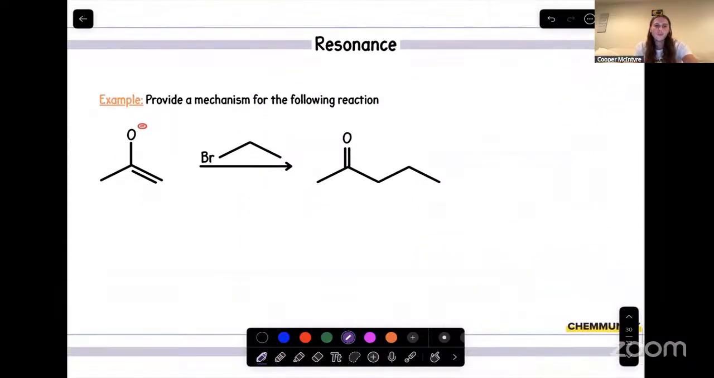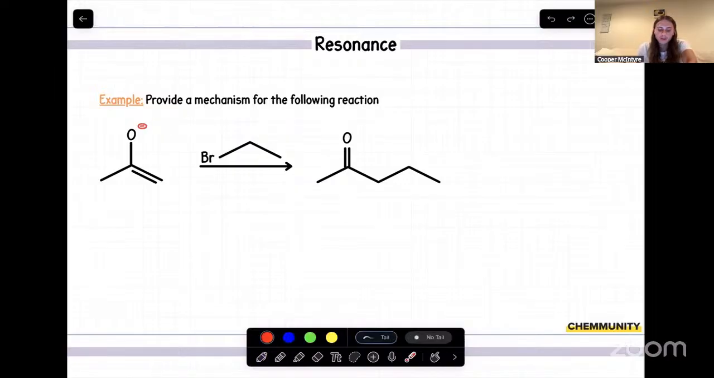And then for our final question, what I want us to do is to provide a mechanism for the following reaction. This will be a good introduction for next week's topics, as we will be talking a lot more about those reactions. But in order to solve this, we need to find our nucleophile and we need to find our electrophile, which in this case is easy only because we are shown a negative charge right there. So this molecule will be our nucleophile, and then this molecule will be our electrophile.